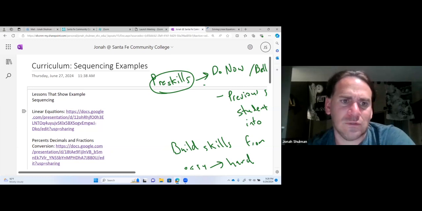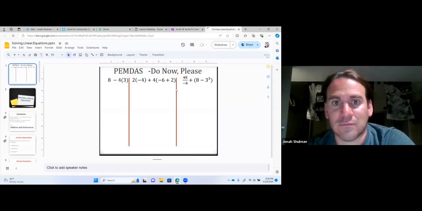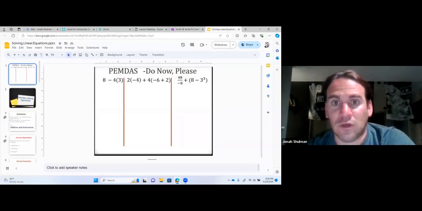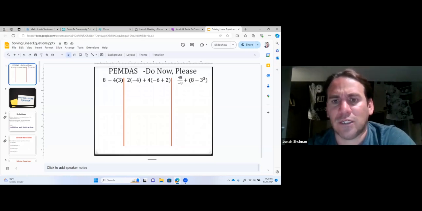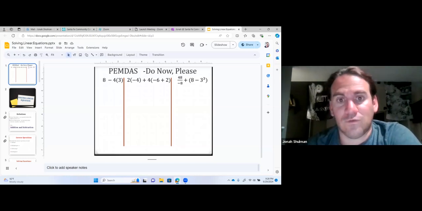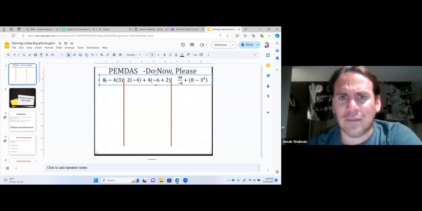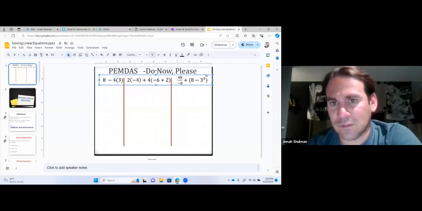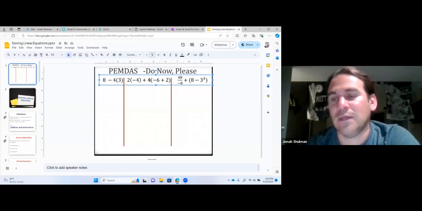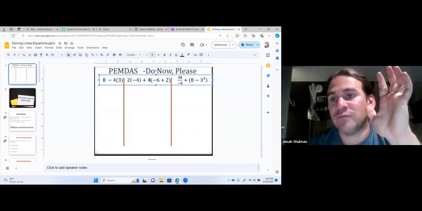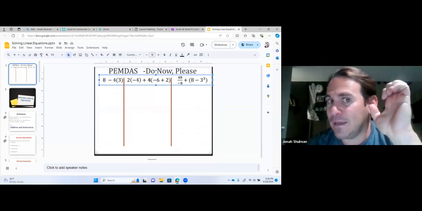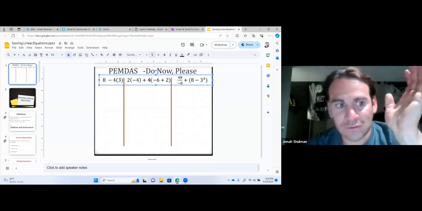So the first one we're going to do is linear equations. Notice that I'm starting with a PEMDAS example. So do now, please. So parentheses, exponents, multiplication, division, addition, subtraction. So this is the lesson right before for solving linear equations. Notice that these skills that I'm having them use, the exponents, the division, all these pieces, is just to remind them about what they already know before they get into it. So this is a really good way of using a do now or an example to remind them of what they should have already known to build it.